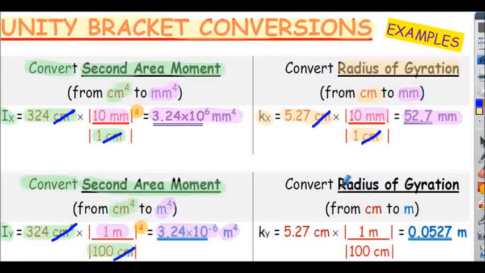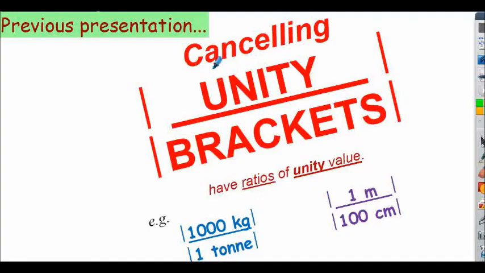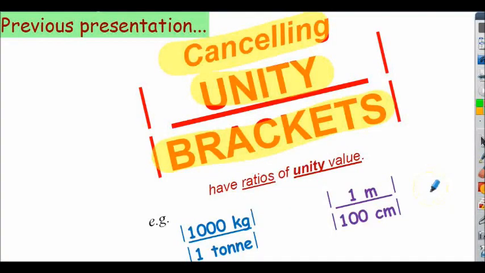I will let you review the final radius of gyration conversion from centimetres to metres. So this is essentially a reference slide related to the type of conversions we'll be using within the calculations later within the presentation. As I said, there's a separate presentation relating to cancelling unity brackets should you want further information.